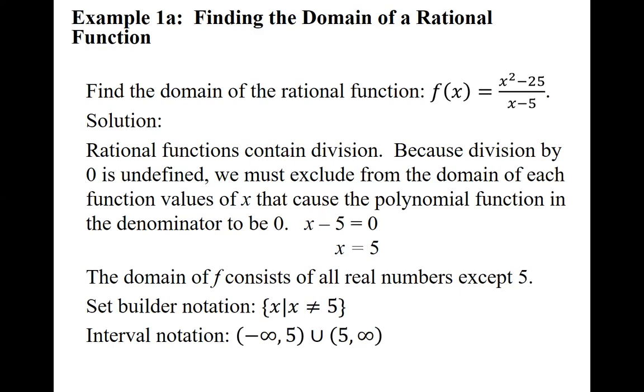So the domain is everything except 5. So in set builder notation, we can say the set of all x such that x doesn't equal 5. But in interval notation, we would have negative infinity to infinity with the value 5 excluded, removed from the interval. How do we accomplish that? We would have negative infinity up to but not including 5. The parenthesis means not including. And we would join that with 5, not including the 5, through infinity.